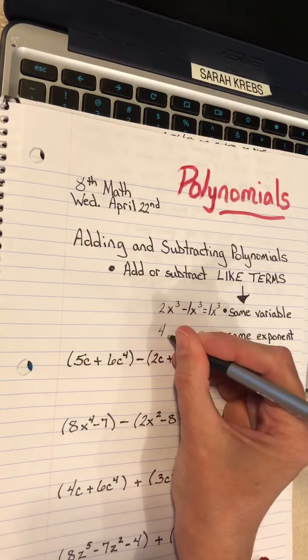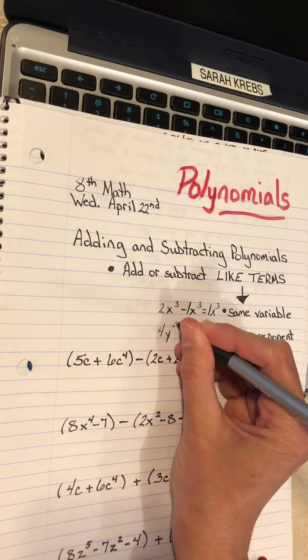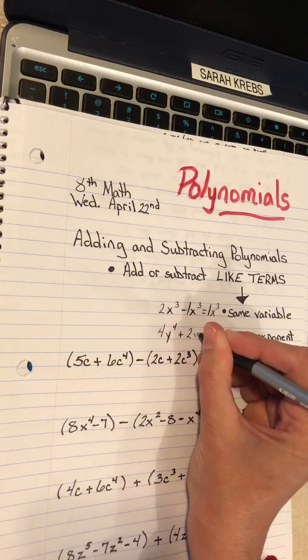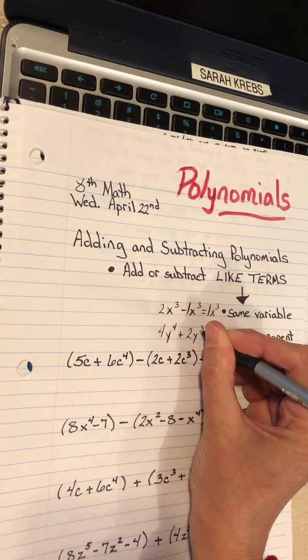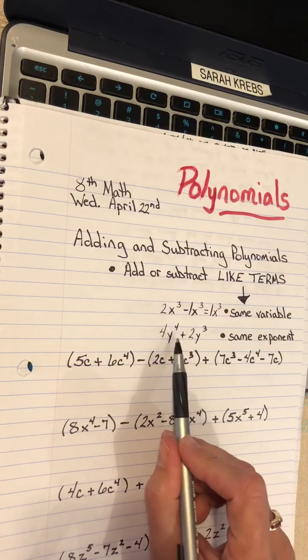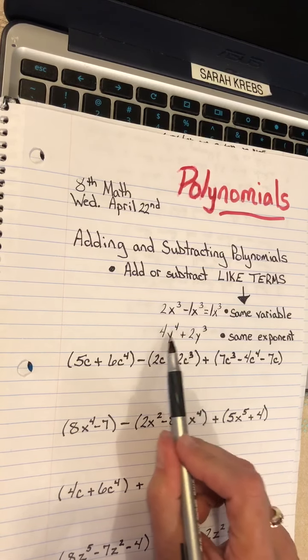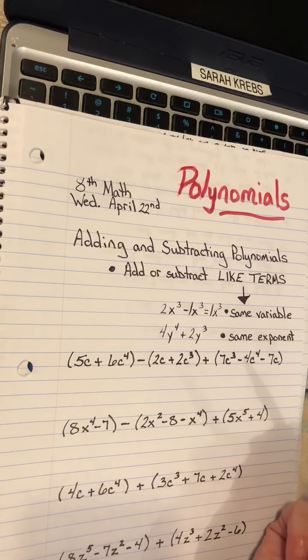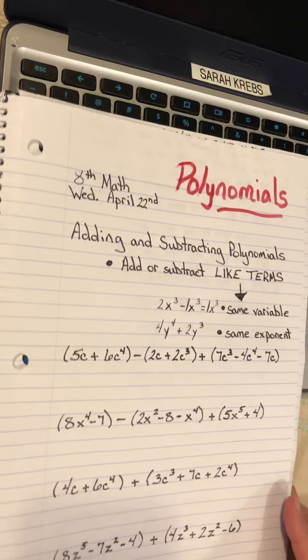If I had 4y to the fourth plus 2y to the third, I could not combine them. Sure, they both are y variables, but they have different exponents. So we could not combine them.